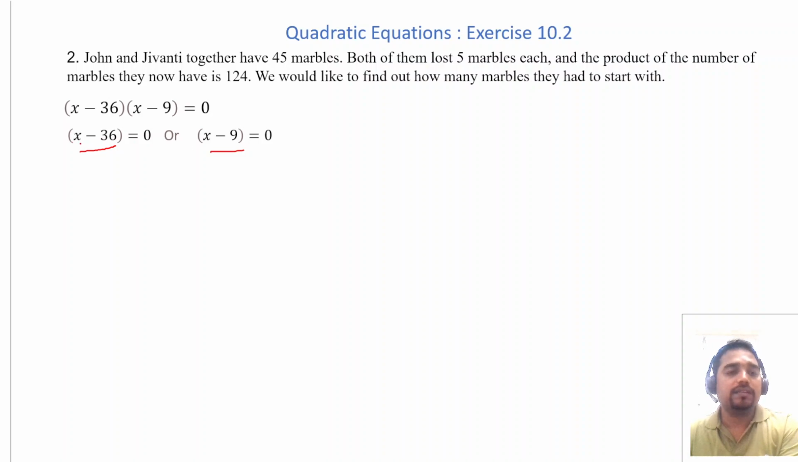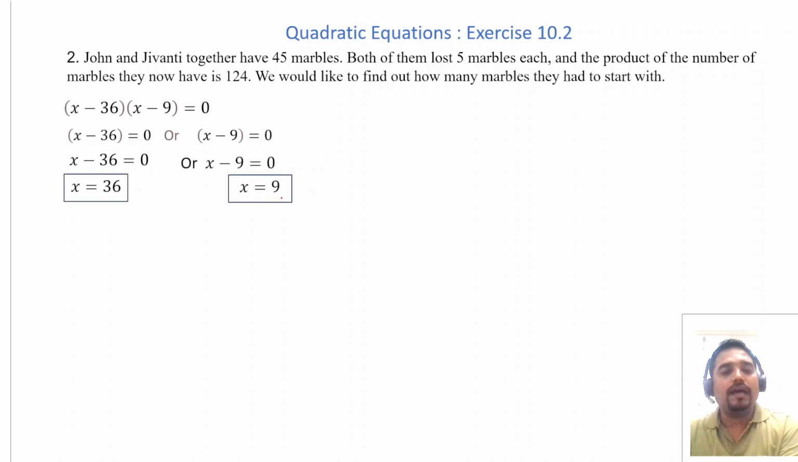So how to simplify this? First we will have to take the expression out of the bracket. Since there is nothing getting multiplied, x minus 36 would remain as it is, followed by x minus 9 is equal to 0. In order to find the value of x, transpose minus 36 towards the RHS. Minus 36 would become plus 36. Similarly, minus 9 upon transposing would become plus 9. So, x is equal to 36 and x is equal to 9 are the required solutions.